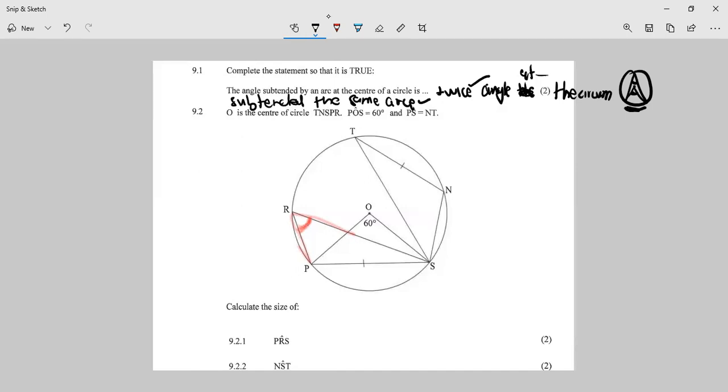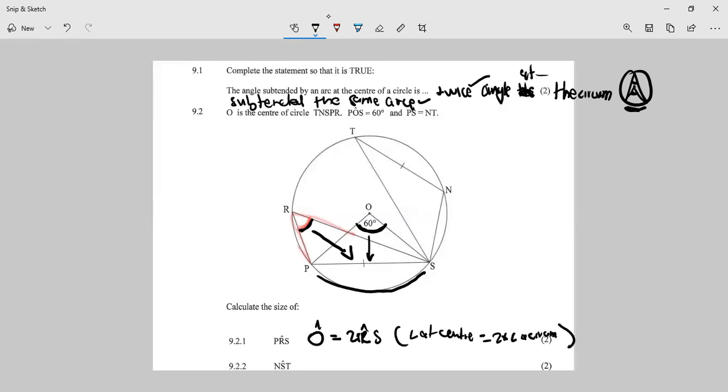From the get-go, we can tell that this is the same as 9.1. It's angle at center is twice angle at circumference, because they are subtending the same arc. Here's the arc over there, arc PS. So we're going to say angle at center is twice angle at circumference, so it's PRS. Our reasoning: angle at center is twice angle at circumference. Your reasoning needs to be as short as possible, but still write all the important parts of the definition.